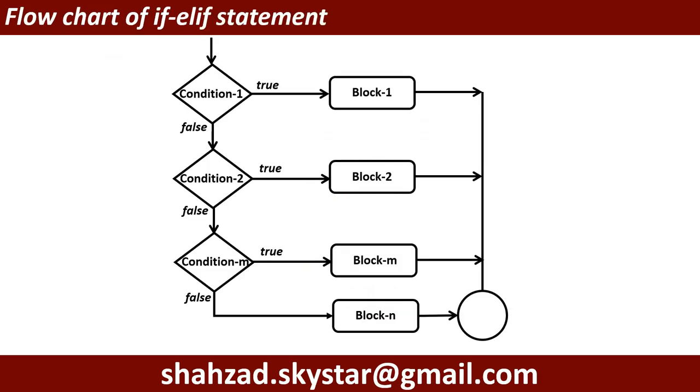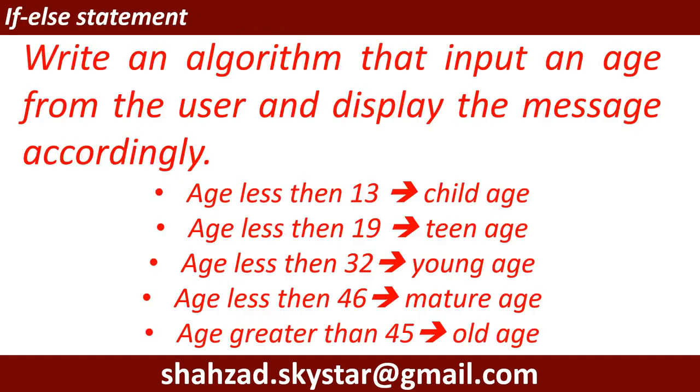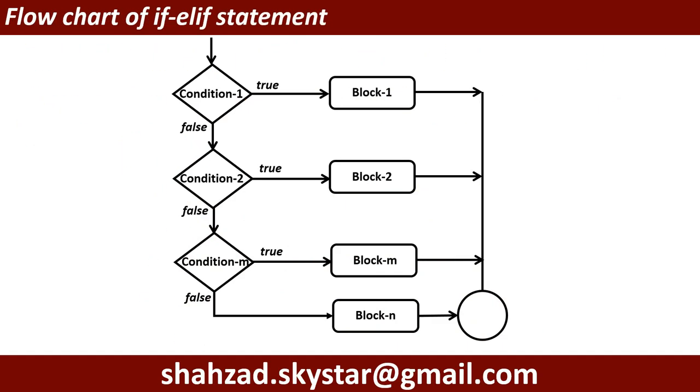First of all, this is the syntax. It will check the first condition. If the first condition is true, then it will move to block 1. Otherwise, it will go to the second condition. If the second condition is true, then it will go to block 2, and the rest of the statements will be skipped. If condition number 2 is false, then it moves to condition m or n, and then it will show block m. Or if the m condition is also false, then it will move to block n.